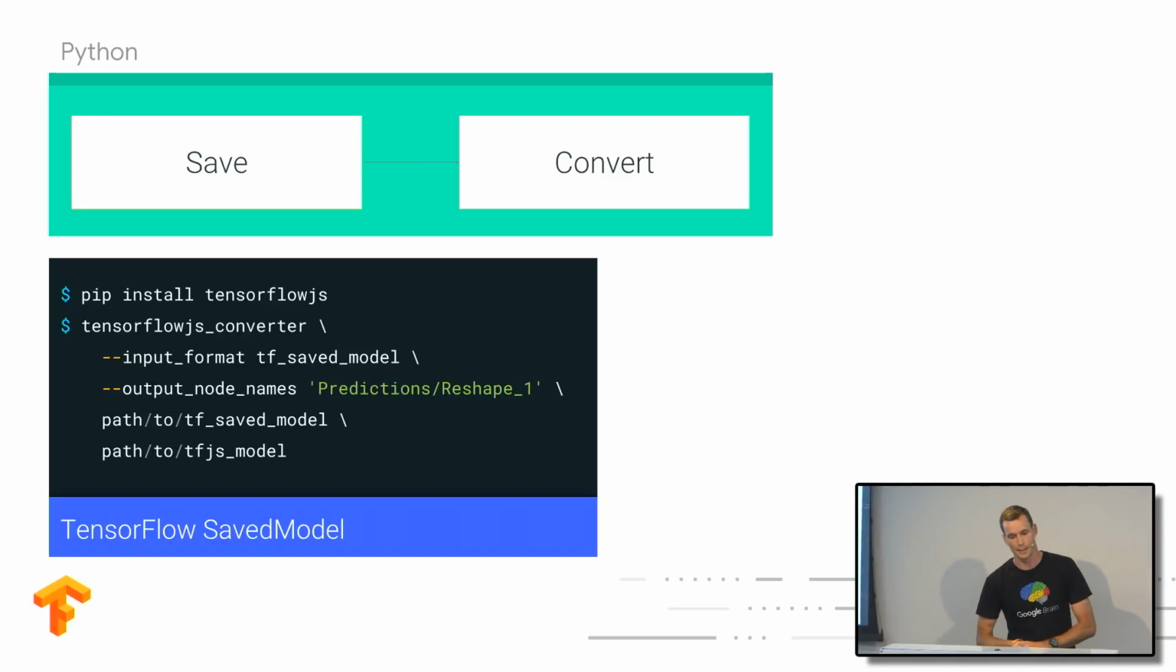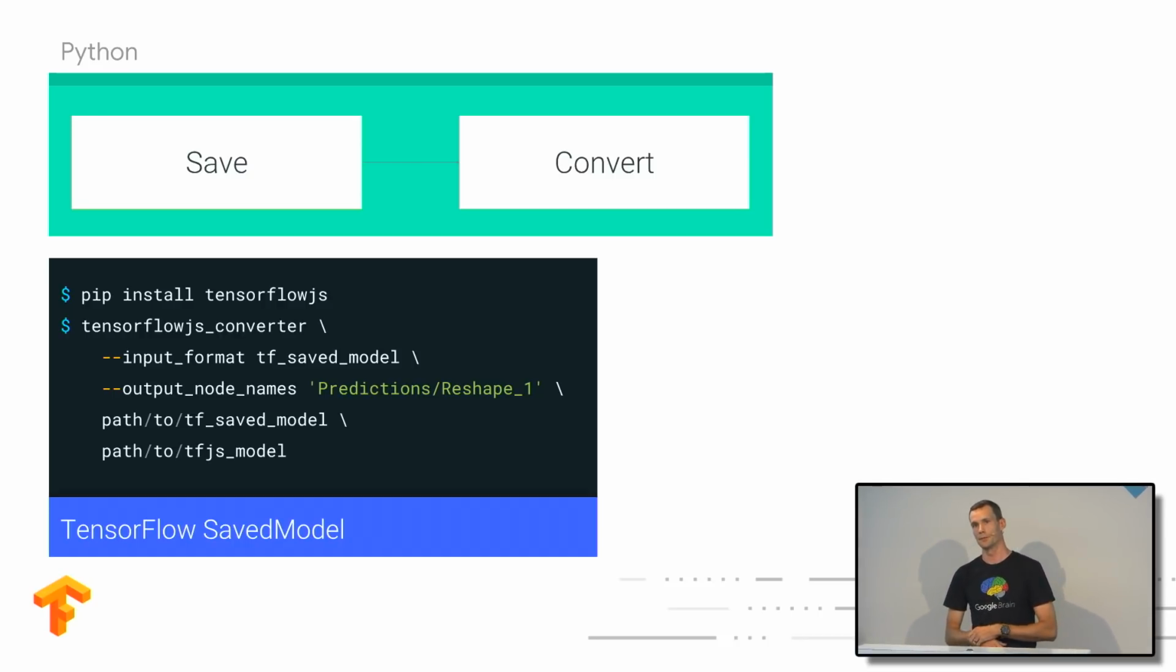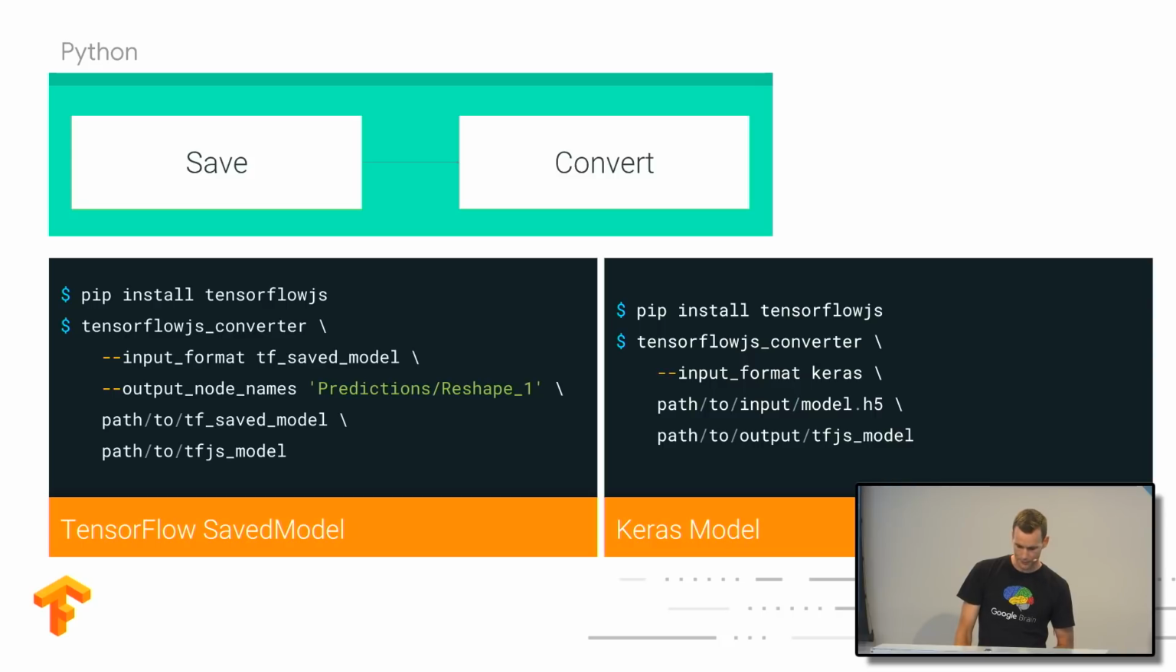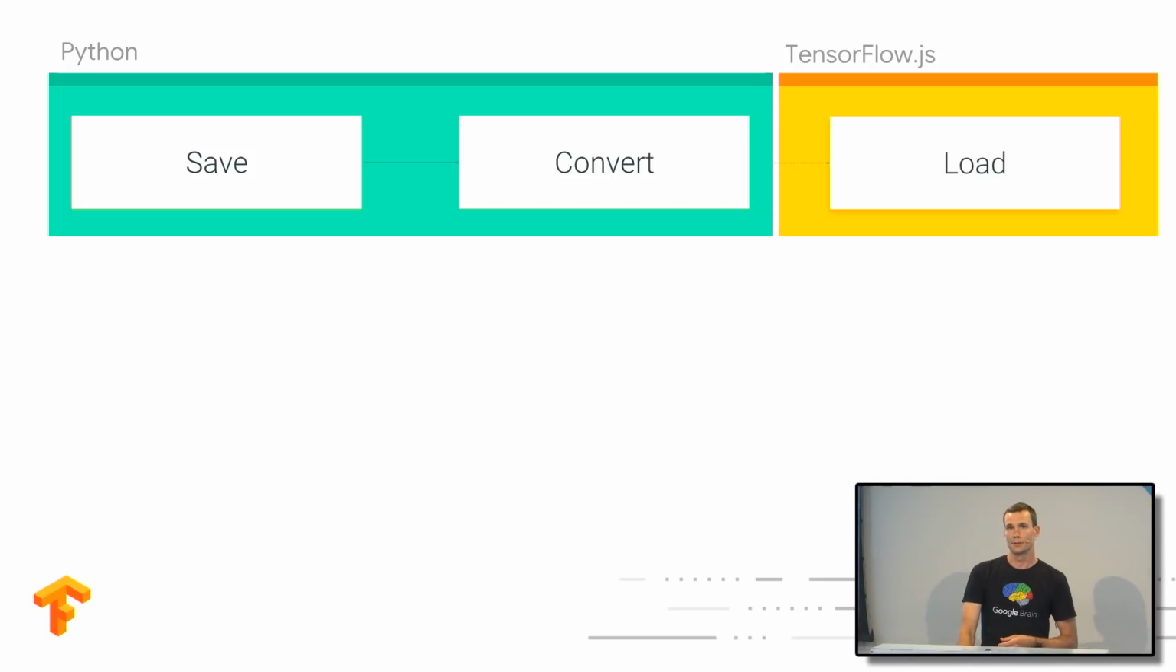So this is done with a Python tool. You can pip install it and then run it. For this one, the SavedModel has a little bit more inputs. We need to find the output node through that inference graph. So the reshape one is actually the very end of MobileNet. And we have some output paths where we're serializing it on our disk. And the Keras one looks very similar, with a little less inputs because with the sequential model, we know where the output is.